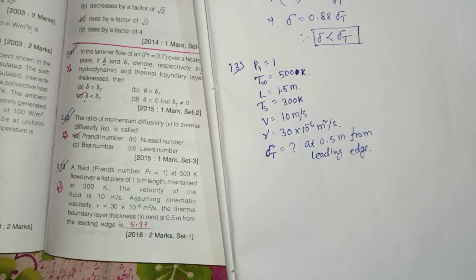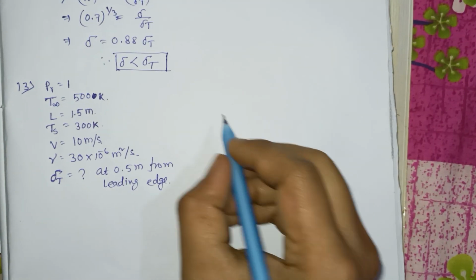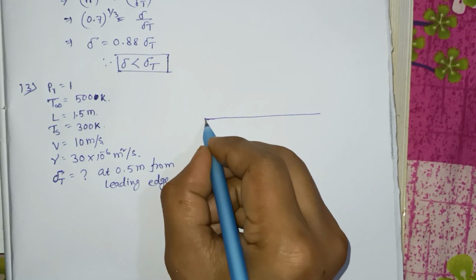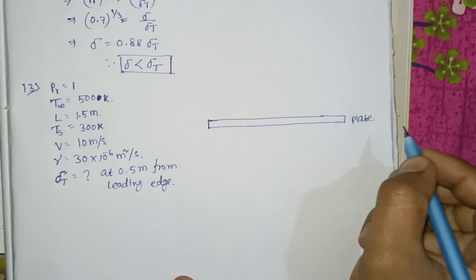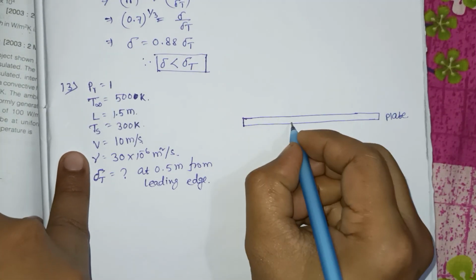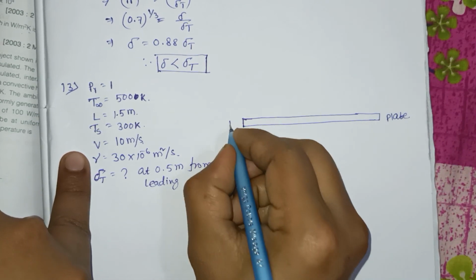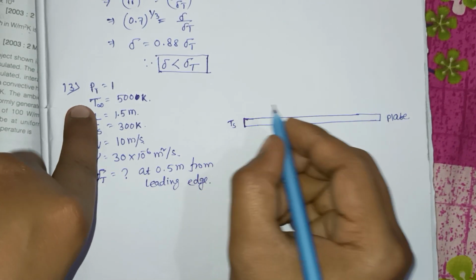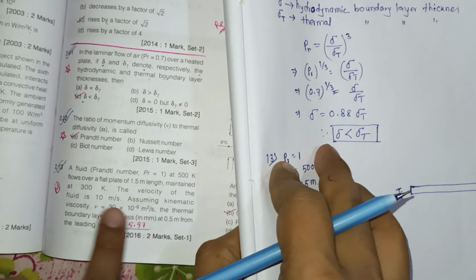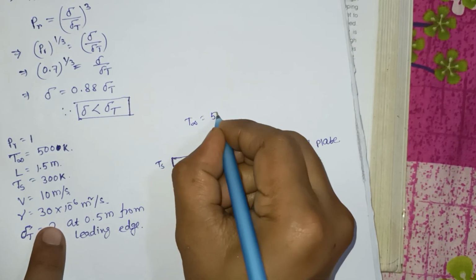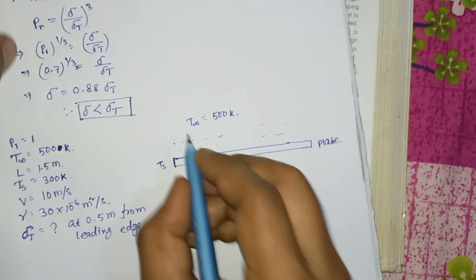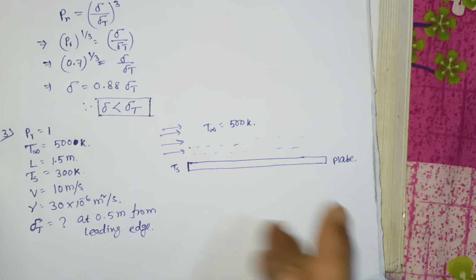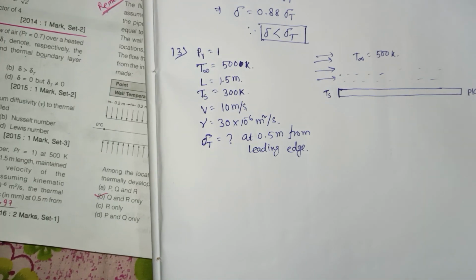So first of all, suppose this is a plate. The surface temperature of this plate is Ts. And there is a fluid temperature, that is 500, so T infinity is 500 Kelvin. The fluid is flowing over the flat plate. Okay, so from here what is given?